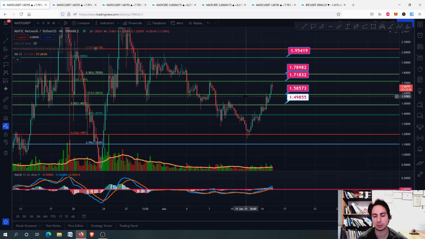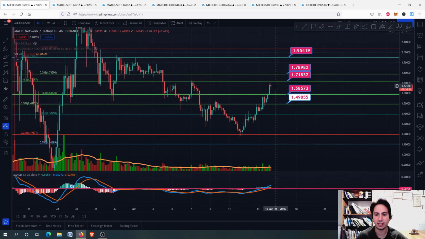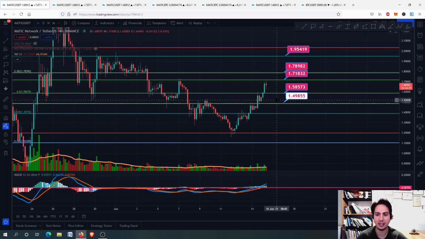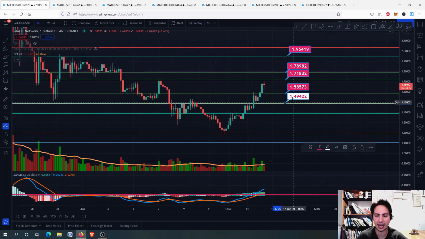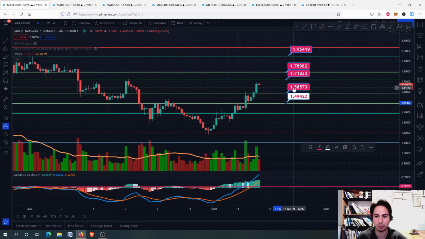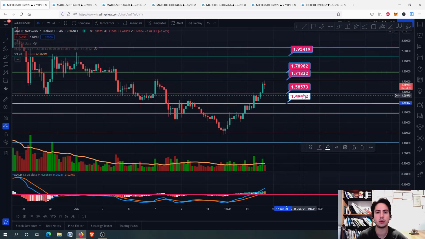Hit the like button, subscribe if you like the content, and we are going now to the technical analysis for Polygon. Right now we are seeing the 1.49 as a support level, 1.58 as a resistance that we broke. Those two targets here, guys, were for the short term.